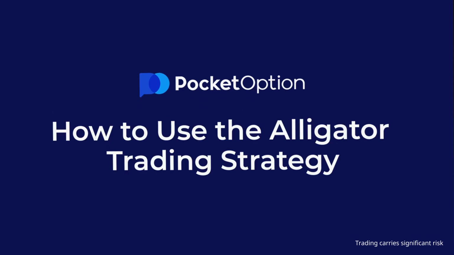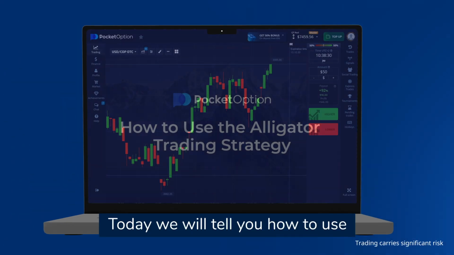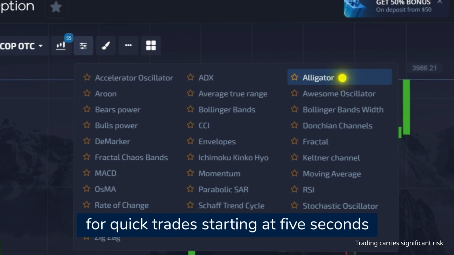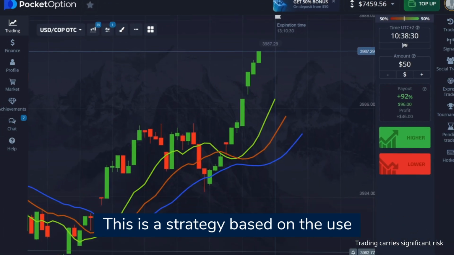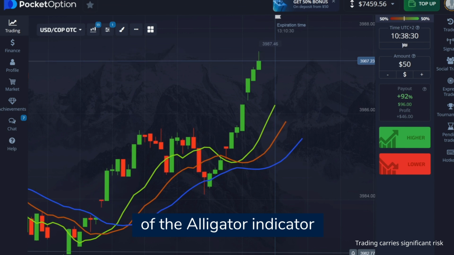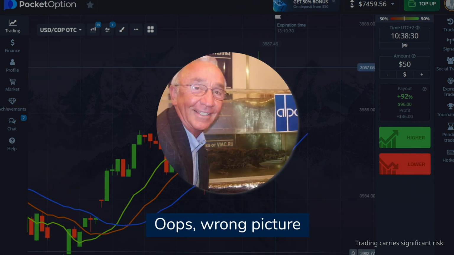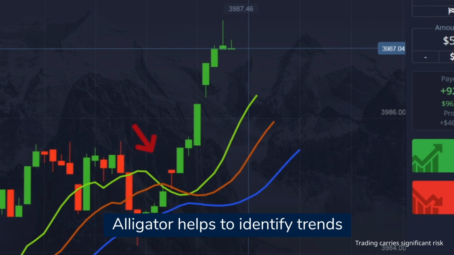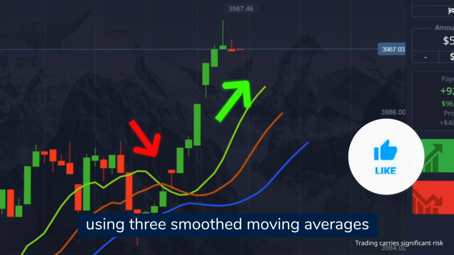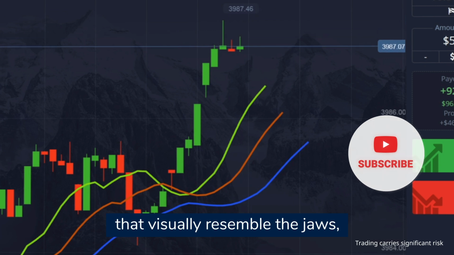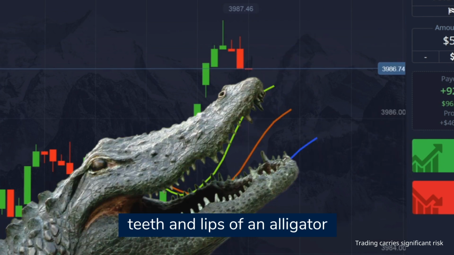How to use the alligator trading strategy. Today we will tell you how to use the alligator strategy for quick trades starting at 5 seconds. This is a strategy based on the use of the alligator indicator developed by Bill Williams. Oops, wrong picture. Alligator helps to identify trends and their direction using 3 smooth moving averages that visually resemble the jaws, teeth, and lips of an alligator.